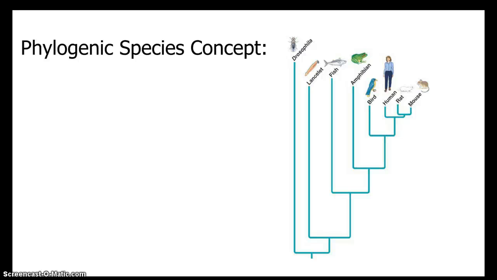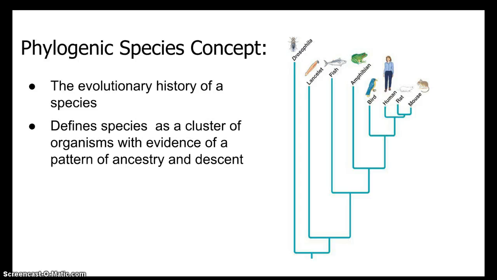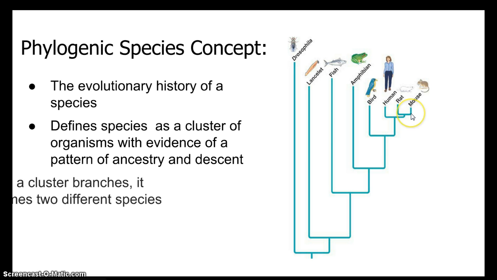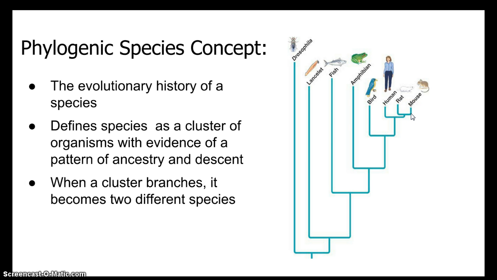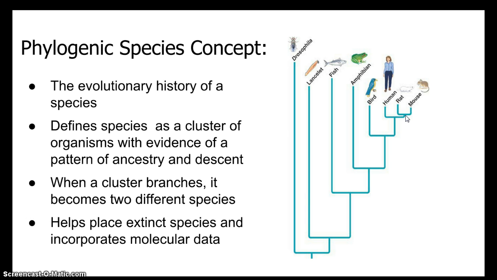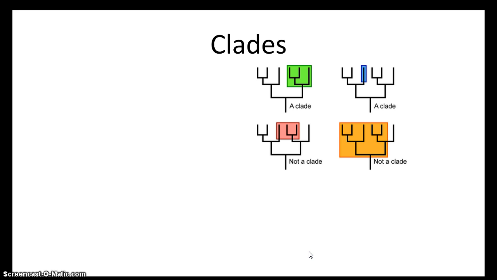The phylogenetic species concept, again, is the idea that it shows the evolutionary history of a species, and it defines species as a cluster of organisms with evidence of a pattern of common ancestry and descent. When a cluster branches, it becomes two different species. So rat and mouse probably had a common ancestor, but then they separated over time, and now there's many different mouse species. And it helps place extinct species onto the phylogenetic tree, and it also is able to incorporate molecular or DNA evidence.